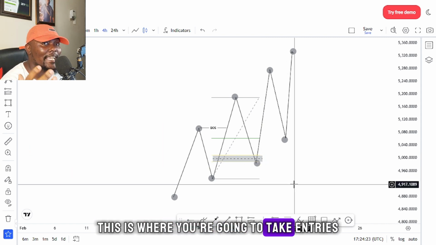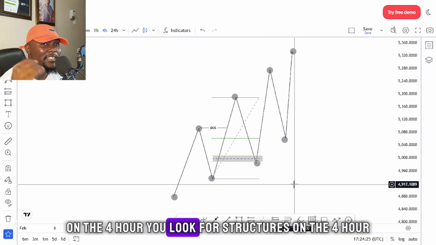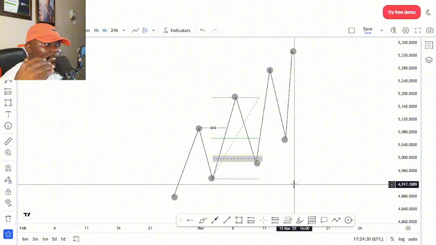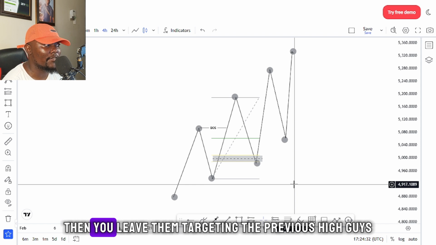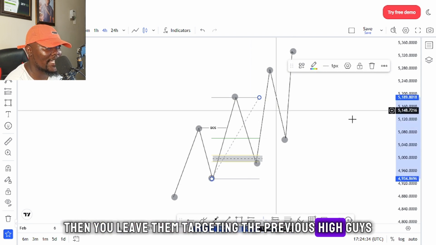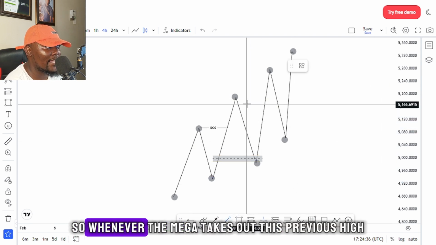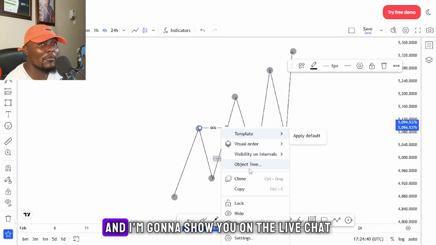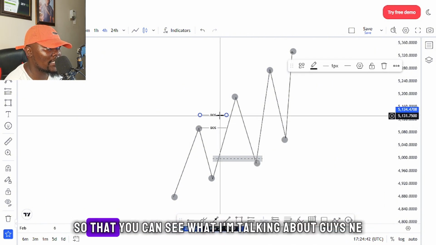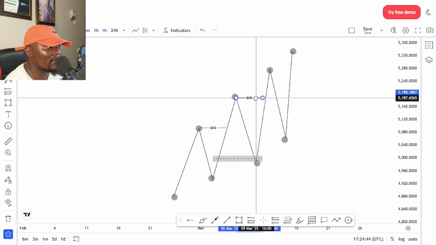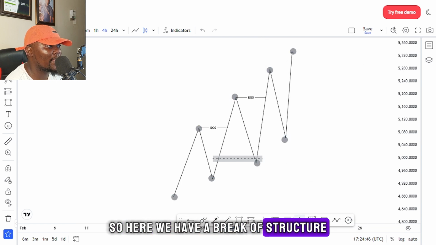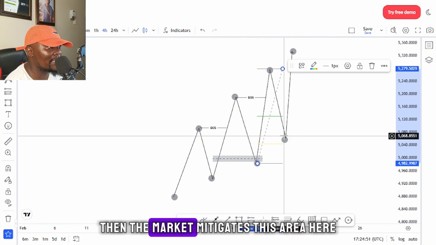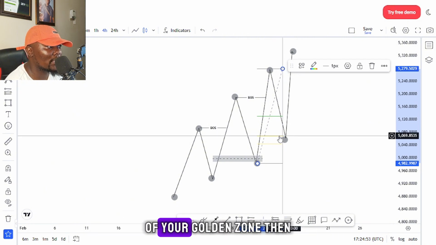This is where you're going to take entries on the 4-hour. You look for structures on the 4-hour, you use your Fibonacci on the 4-hour, you take your entries on the 4-hour, then you leave them targeting the previous high, guys, just like this. Whenever the market takes out this previous high, you rinse and repeat. And then I'm gonna show you on the live charts so that you can see what I'm talking about, guys. So here we have a break of structure, then we have your lowest point to your highest point, just like that. Then the market mitigates this area here of your golden zone.